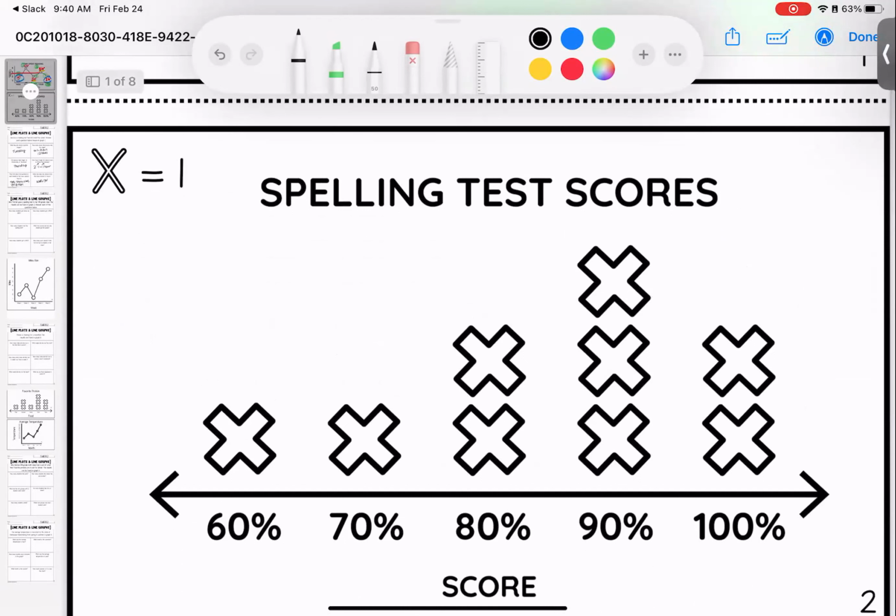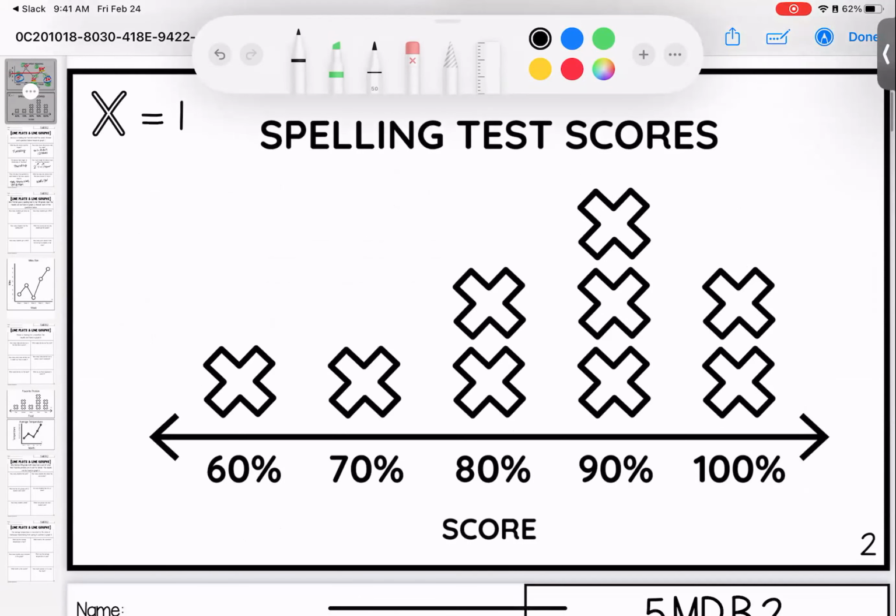All right, Nuggets, welcome to page 2, where we are answering questions about this spelling test. Mrs. Parrish gave a spelling test to her 5th grade class. The results can be found in graph 2. Answer each of the questions below.